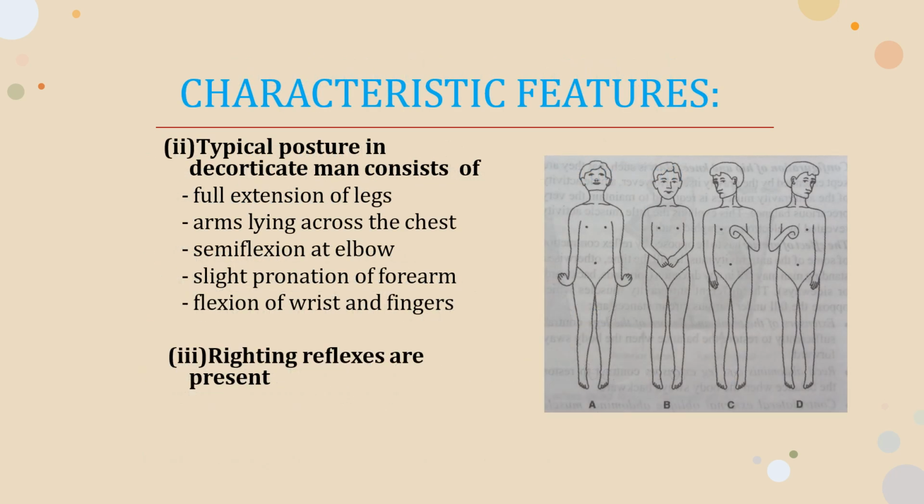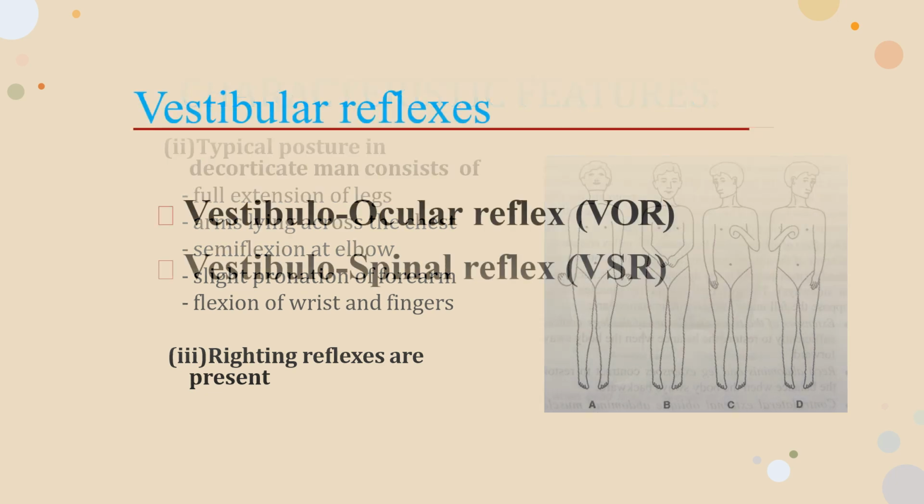The characteristic features of a decorticate man consist of full extension of the legs. In all four examples we can see full extension of the legs, and arms lying across the chest or sometimes semi-flexion at the elbow, slight pronation of the forearm, and especially flexion at the wrist and fingers. You can see in all the pictures there is flexion at wrist and fingers. The righting reflexes are present; only the limb and optical righting reflexes are absent.